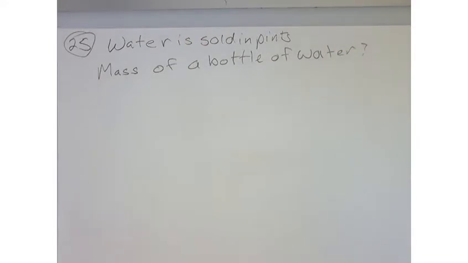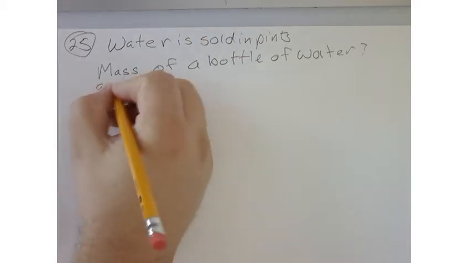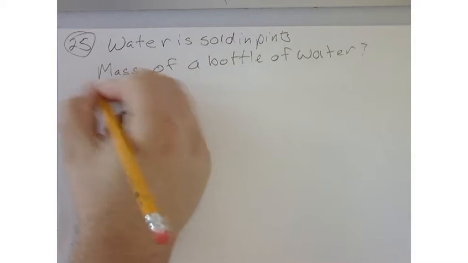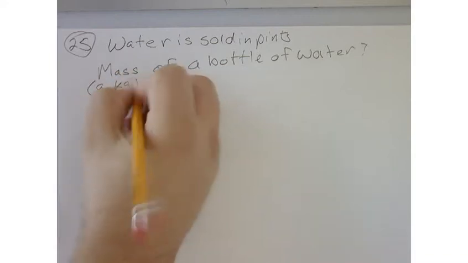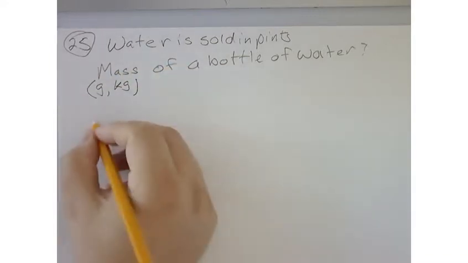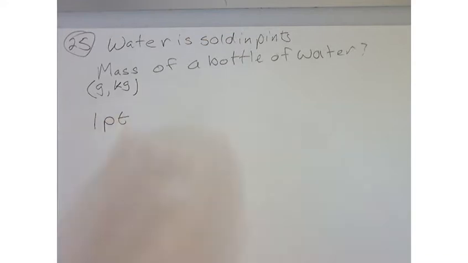Well, what we need to know is what is the measurement for mass? It could be grams or kilograms, right? So keep that in mind. So somehow, and we have a 1 pint bottle of water. Now, do you guys remember from your notes the relationship between mass and volume of water? Do you guys remember that?